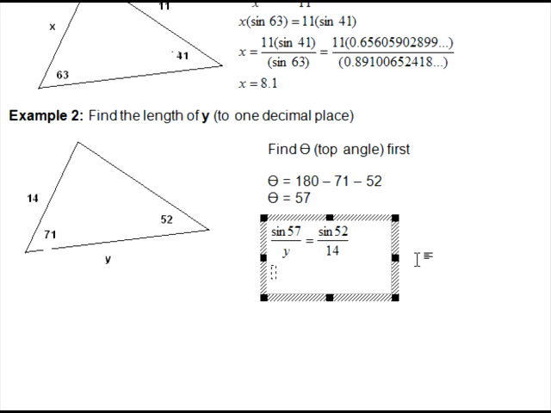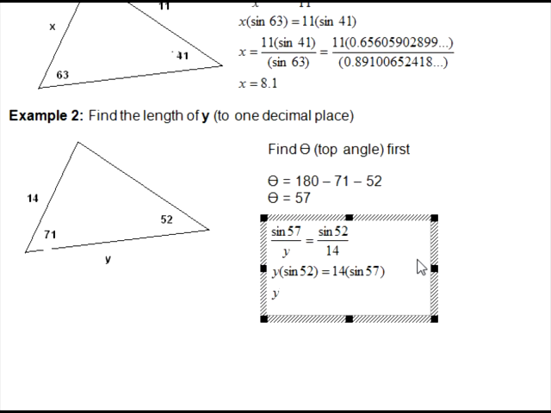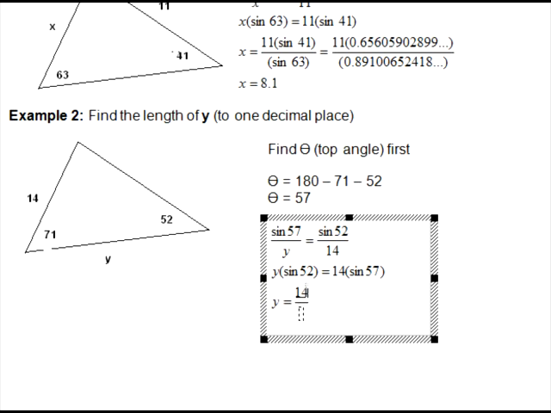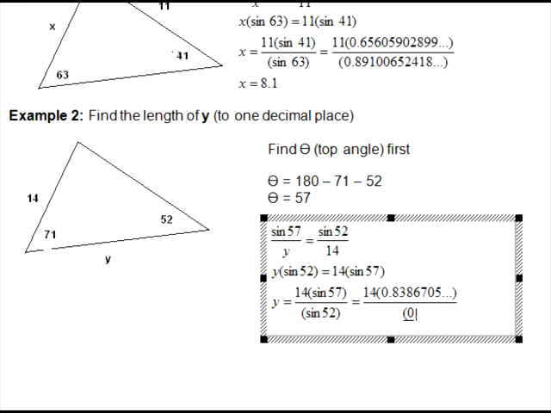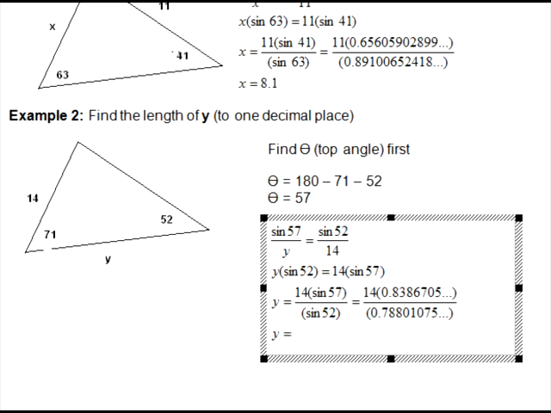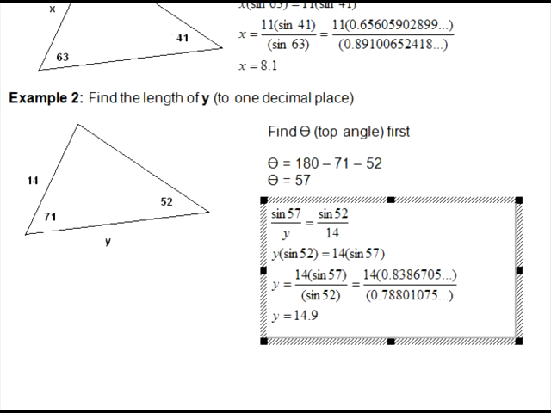Okay, then we're going to cross multiply like we did before. So that's going to be y times sine 52 equals 14 times sine 57. By the way, if I'm going way too quick, somebody stop me and let Matt or the supply teacher help out here. And that turns into y equals 14 sine 57 divided by sine 52. If you need decimals, you should be able to do this on your calculator directly. I got 14.9. Okay, all right, that is example 2.